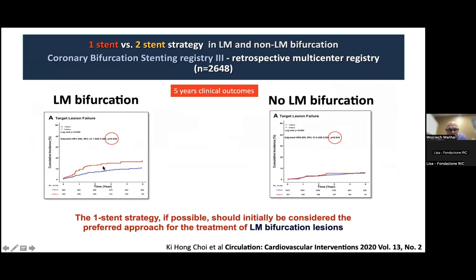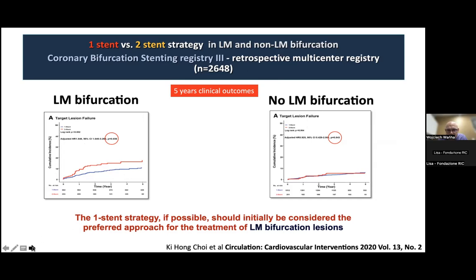of the patients who were treated in left main bifurcation lesion showed that patients who were treated by one stent technique, compared to two stent technique, had better outcomes in terms of target lesion failure. However, in contrast to patients with left main bifurcation, patients with non-left main bifurcation who were treated with one stent technique did not have better outcomes compared to two stent technique.